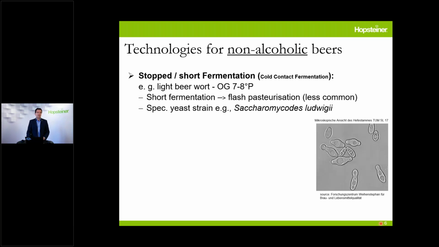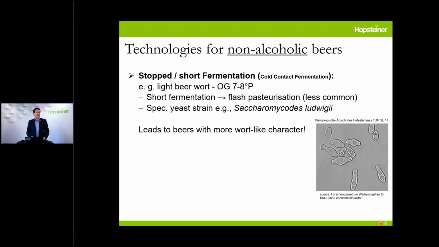I think more common is to use a special yeast strain that researchers found some years ago, the Saccharomycodes ludwigii. You can buy it, for example, at the Forschungszentrum Weihenstephan für Brau- und Lebensmitteltechnologie as strain number SL17. Also at other yeast banks, and you can get this yeast as a dry yeast from several suppliers around the globe. So it's very common now, and this has the impact that you only ferment monosaccharides, and then the yeast stops fermentation. If you have something like a light beer wort with a gravity between 7 and 8 degrees Plato, then you come out with an alcohol concentration that is still below 0.5% by volume.